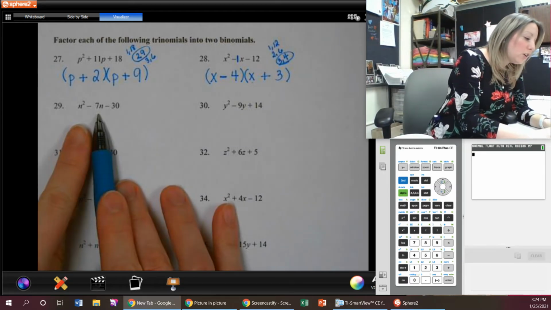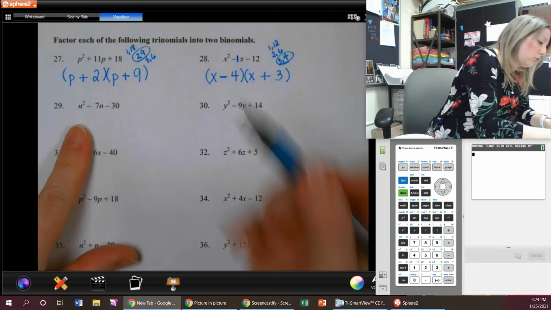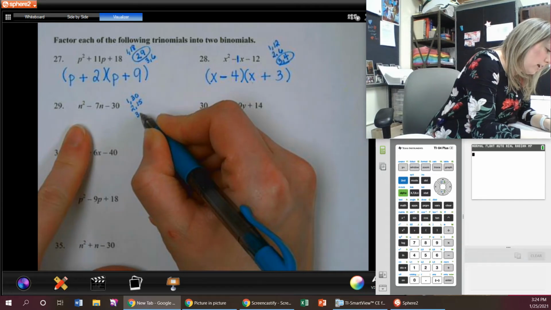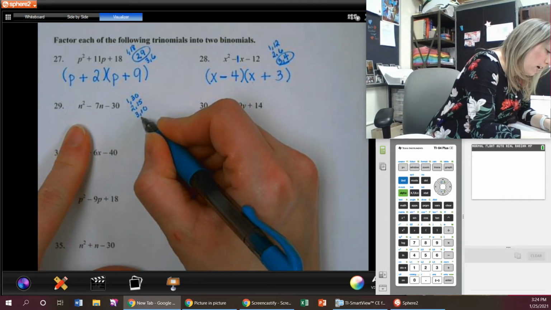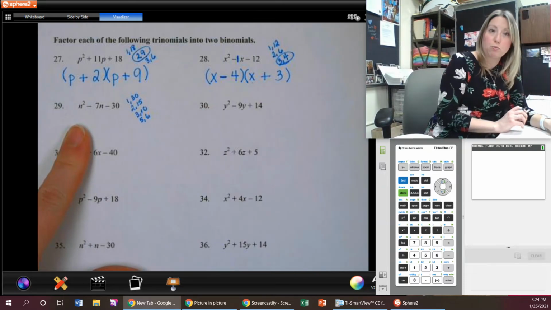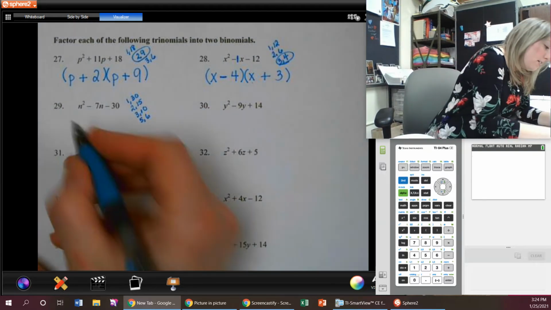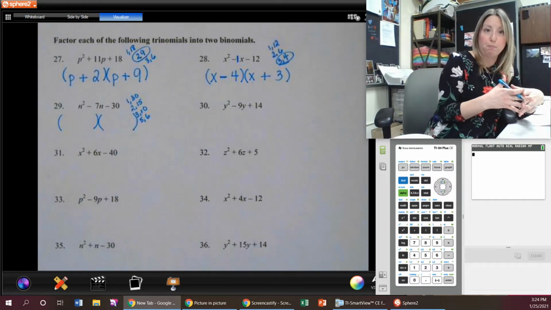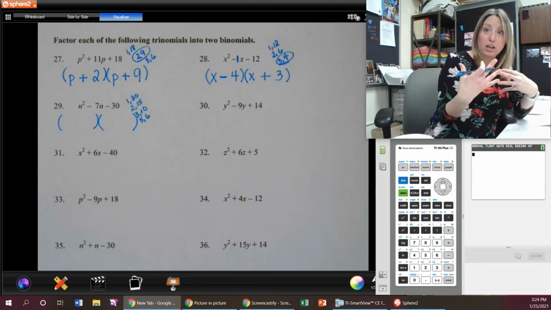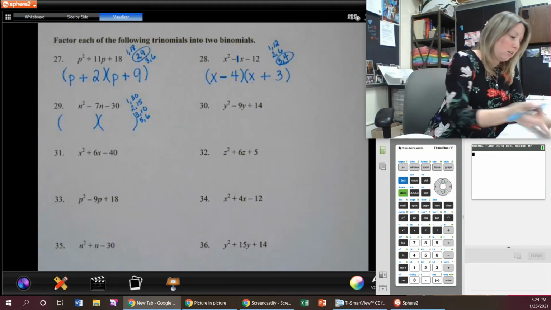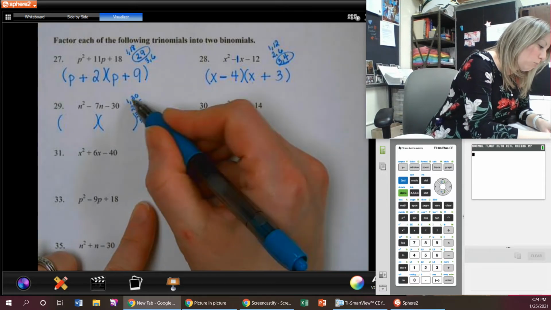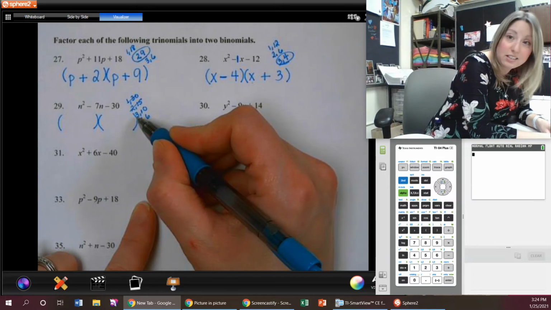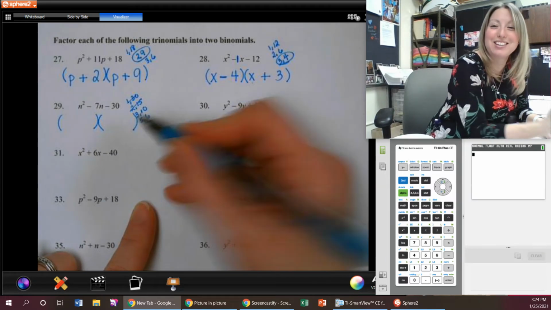So again, number 29 is negative. It's 30 at the end. So you've got 1 and 30, 2 and 15, 3 and 10, 5 and 6, as your potential pairs for factors. Now, because 30 is negative, we are subtracting to get that middle number. So let's do some subtracting and think about who's going to subtract to give me 7. 1 and 30 subtract to give me 29. 15 and 2 subtract to give me 13. 10 and 3 subtract to give me 7.